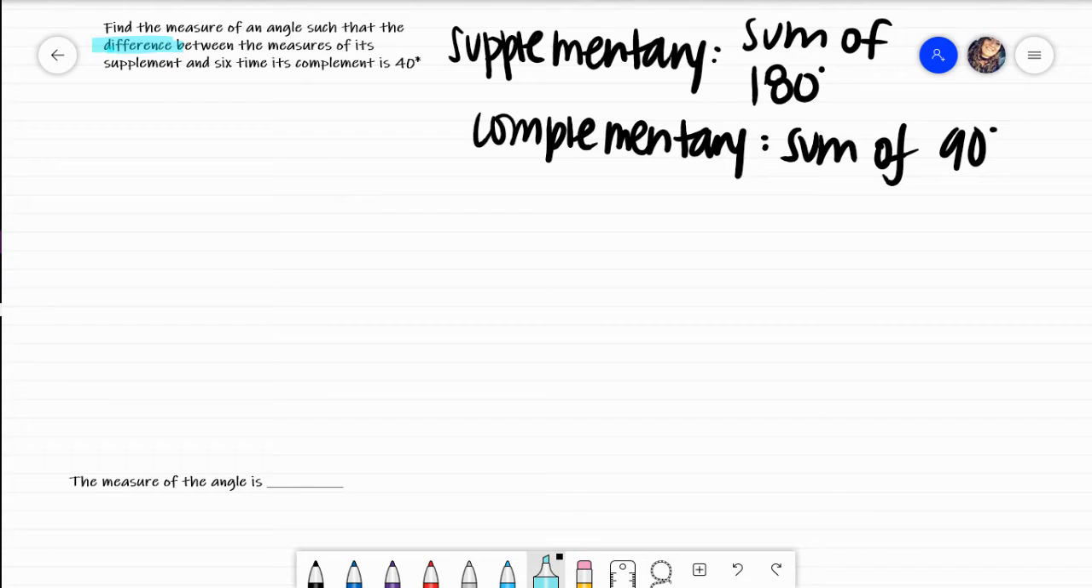I want to make sure it has everything on here because I know it's been cutting off a lot of stuff. I'm reading my notes. Find the measure of an angle such that the difference between the measures of its supplement and 6 times, that should be plural, its complement is 40. Okay, so it is correct. Just want to make sure.